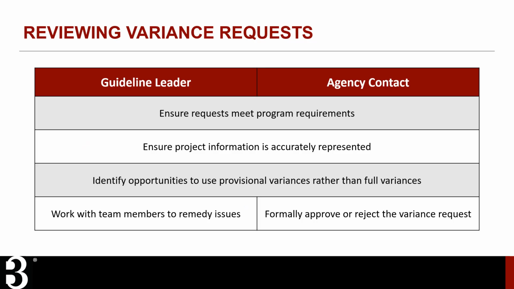The phase review process also includes addressing any pending variances. Guideline leaders should review all variance requests to ensure they meet program requirements and accurately represent project information. They should also identify opportunities to switch from a full variance to a provisional variance, a temporary measure that enables the project team to keep working toward meeting the guideline during future phases. However, the guideline leader is not responsible for formally approving or rejecting variance requests. The final approval or rejection of variances is made by the agency contact.